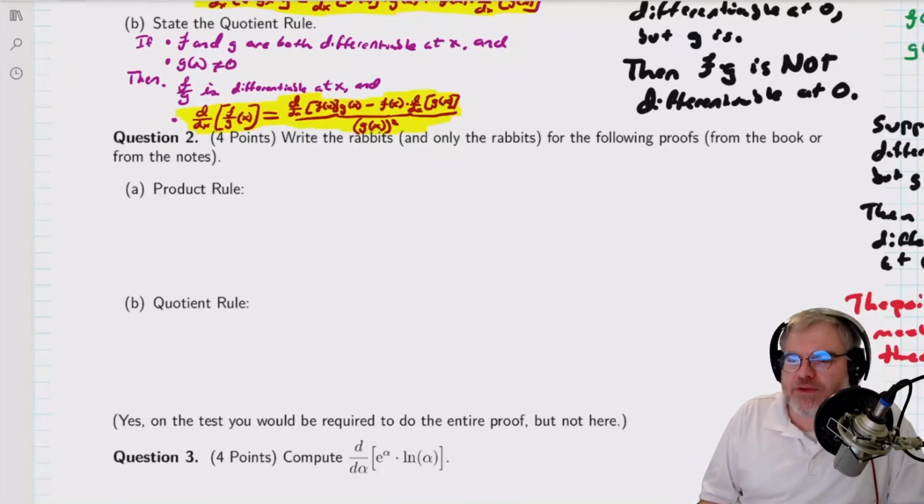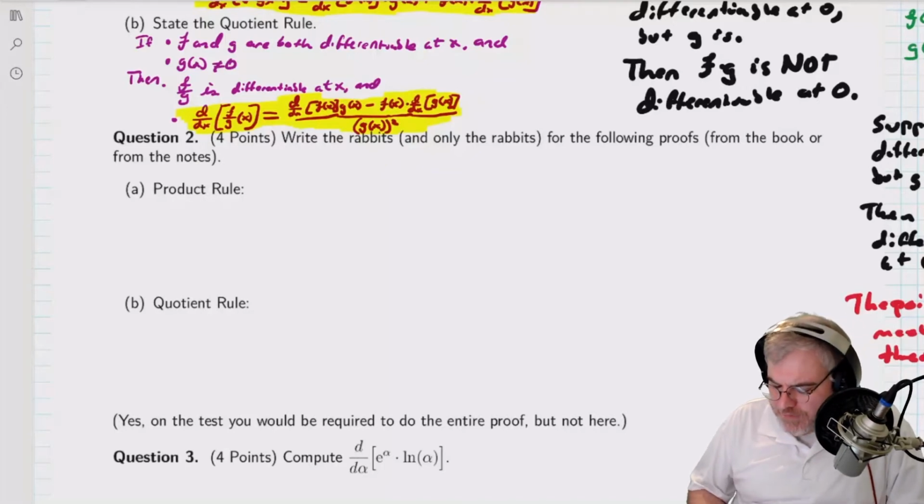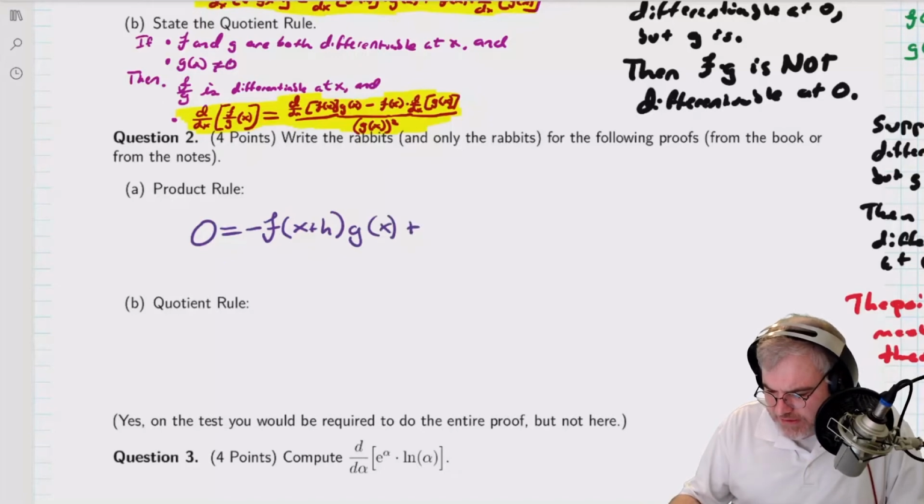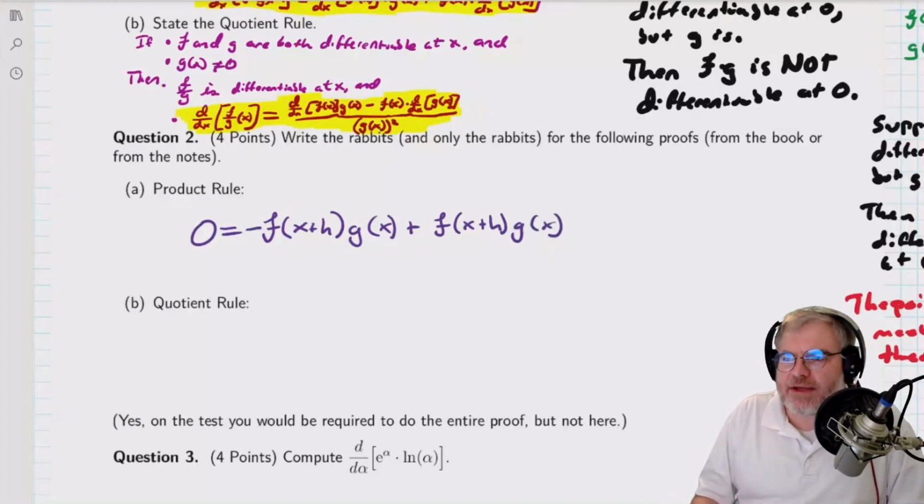All right, so what was the rabbit for the product rule? The product rule was that the rabbit was that 0 equaled negative f of x plus h, g of x plus f of x plus h times g of x, although you can write it in either order, right? How do we feel about the rabbit? 1 to 5.